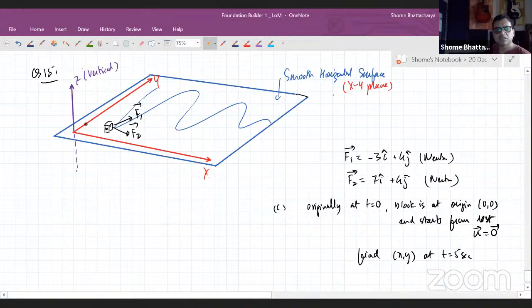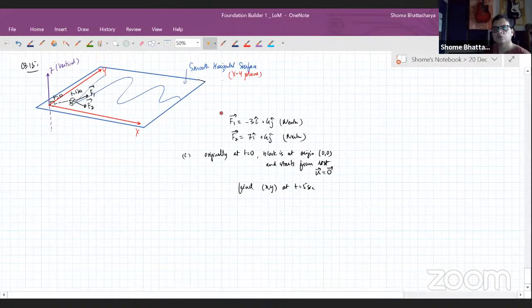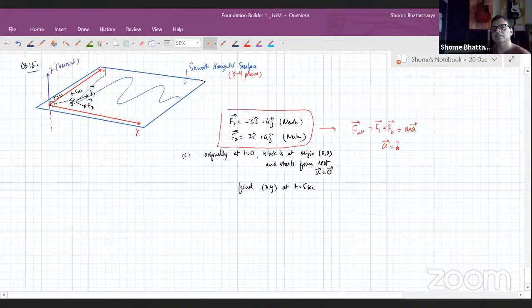Okay, so let's say it started from here at t equal to 0 and went to something over here at 5 seconds. So how will we find it? We have to basically start by finding the acceleration. So from this information, we will first say that the net force acting on the block is the vector sum of F1 plus F2, and that is equal to mass times acceleration. So we'll get the acceleration.